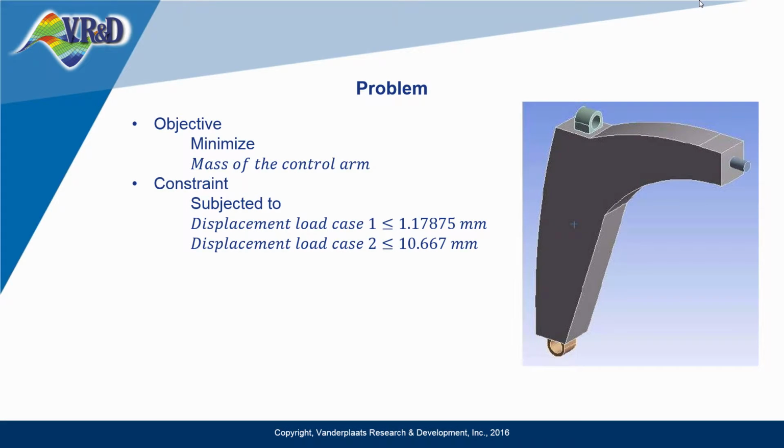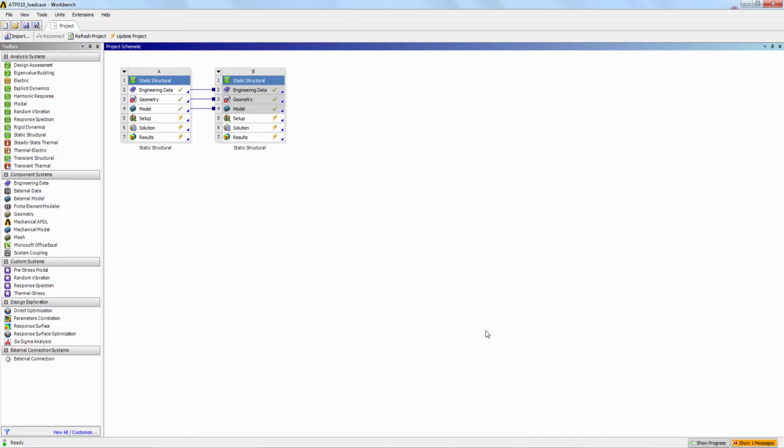Let's start with an example. The objective is to minimize the mass of a control arm subjected to two displacement constraints. Now, open the ANSYS Workbench. A static structural solution with two different load cases has already been set up in ANSYS Workbench.